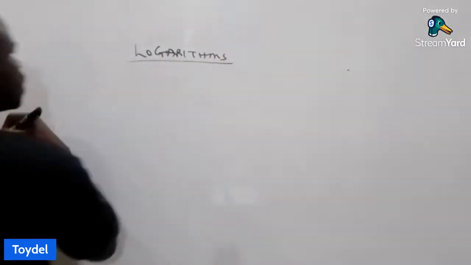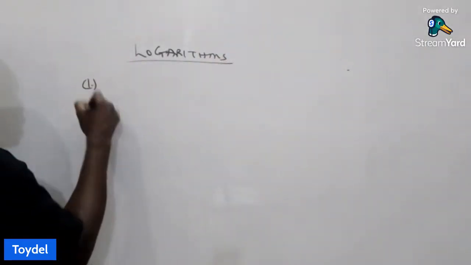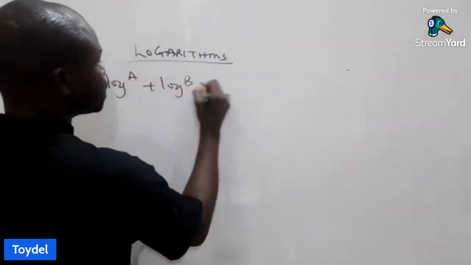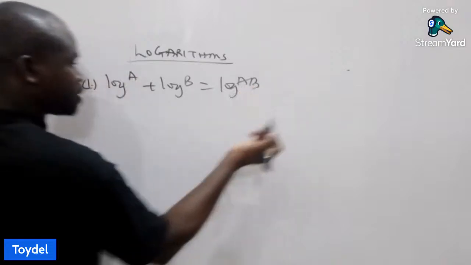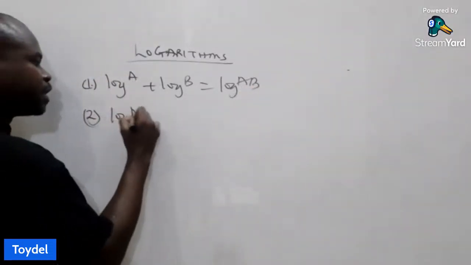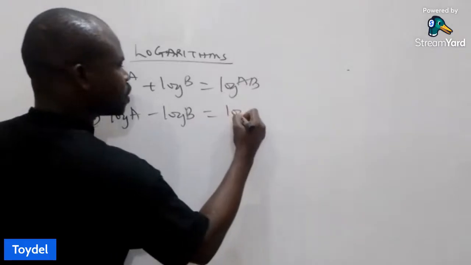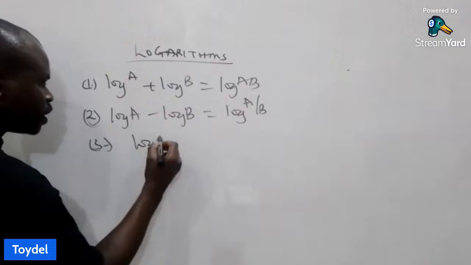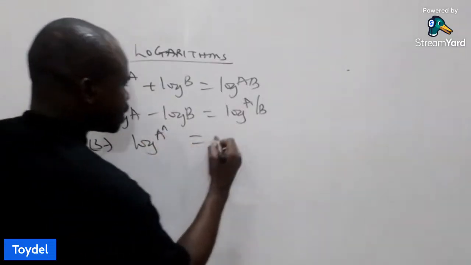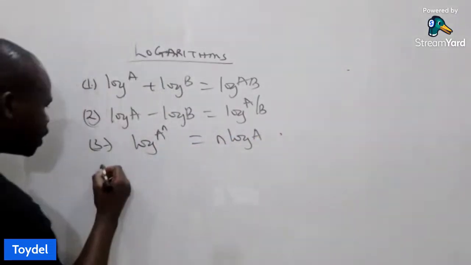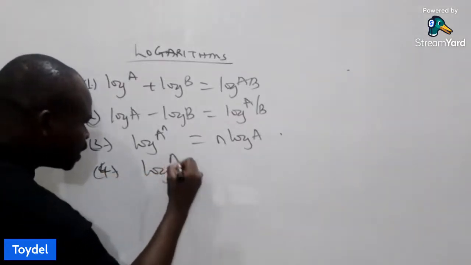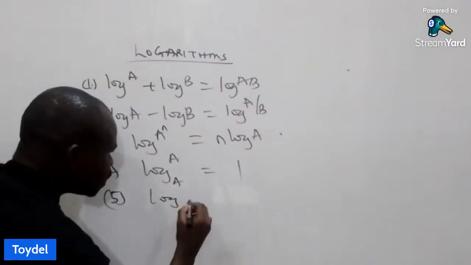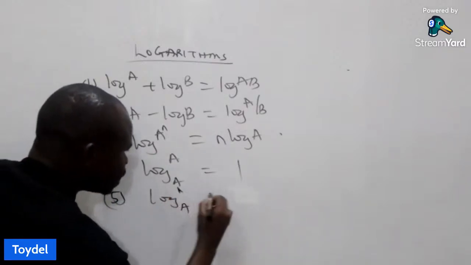Logarithm. In the case of logarithm, there are some laws that guide it. For instance, when you have log A plus log B, this is log AB. If you have log A minus log B, it's the same thing as log A divided by B. Number 3, if you have log A raised to n, it's the same thing as n log A. The 4th, log A base A is equal to 1, and the 5th law says that log A of 1 is equal to 0.